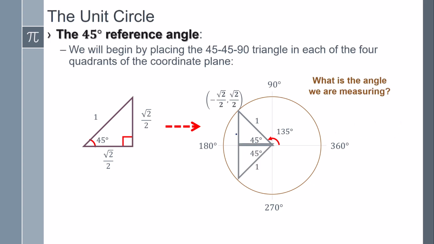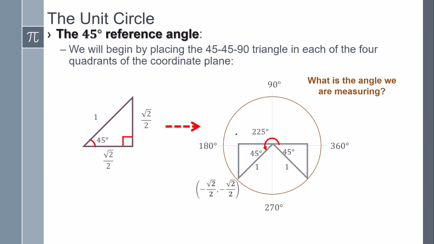Now I can take that and I can move it here. So then my rotation is going to be 180 plus 45, which is 225. And then I can move it here. That's going to be 360 minus 45, and that gives me 315.